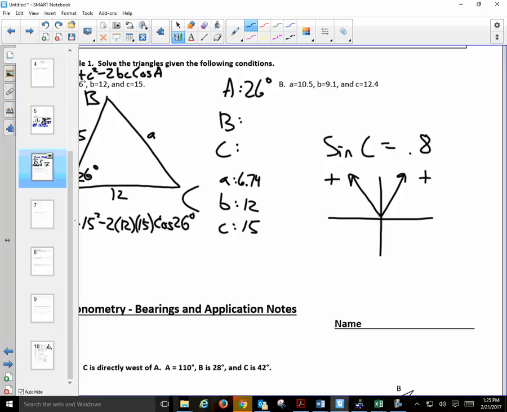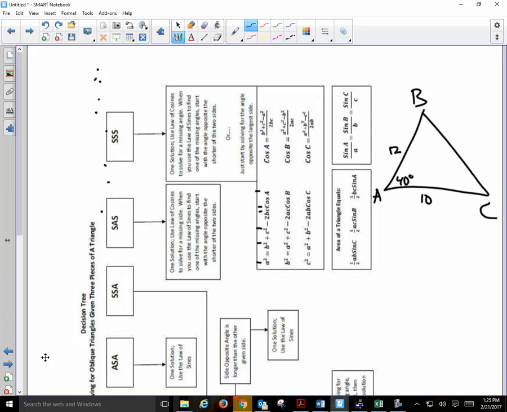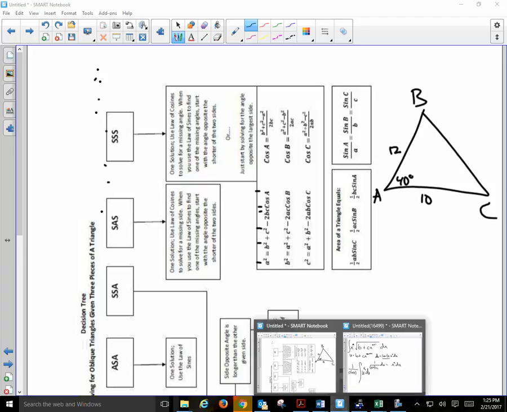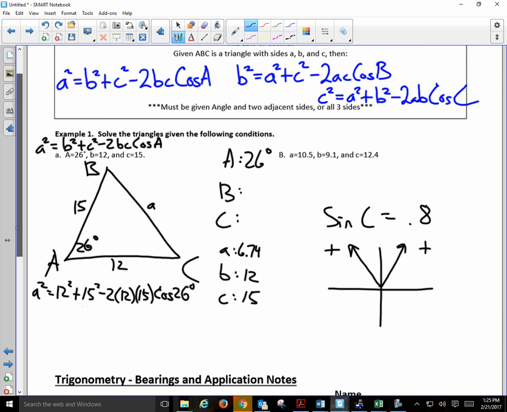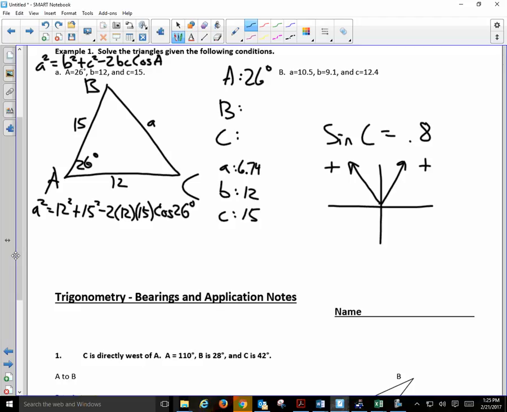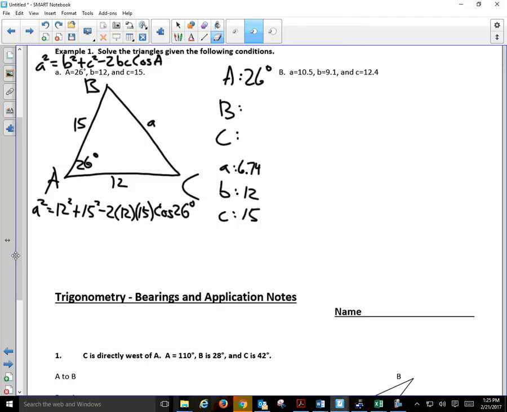That's why your decision tree says when you have a side angle side situation, when you use the law of sines to find one of the missing angles, start with the angle opposite the shorter of the two sides. So as I look back at my problem, I'm going to solve for angle C or angle B. Which one is opposite the shorter of the two sides? Angle B. So when I set this up, I don't want to solve for C. I want to solve for B.